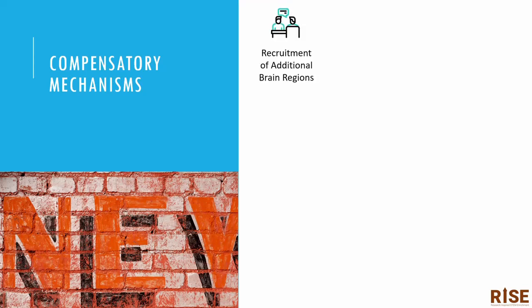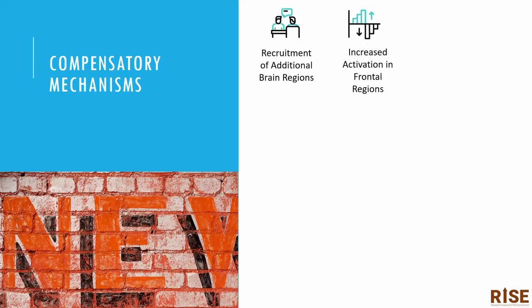1. Recruitment of additional brain regions. Neuroimaging studies have shown that individuals with dyslexia may recruit additional brain regions beyond the typical reading network to compensate for difficulties in phonological processing. This recruitment can involve areas associated with visual processing, executive functions, or other cognitive processes.